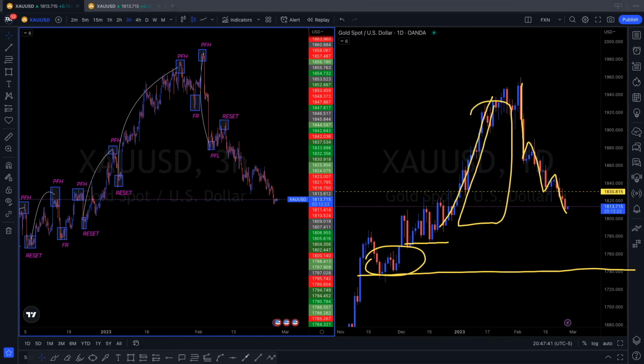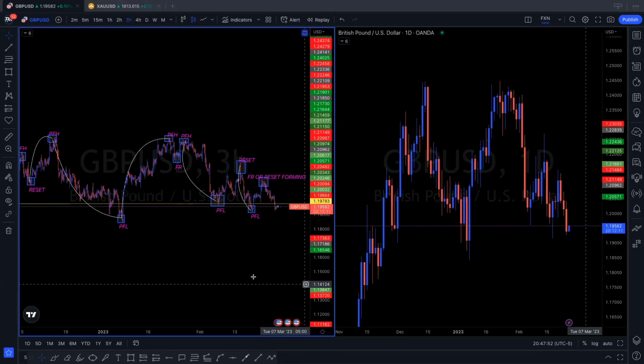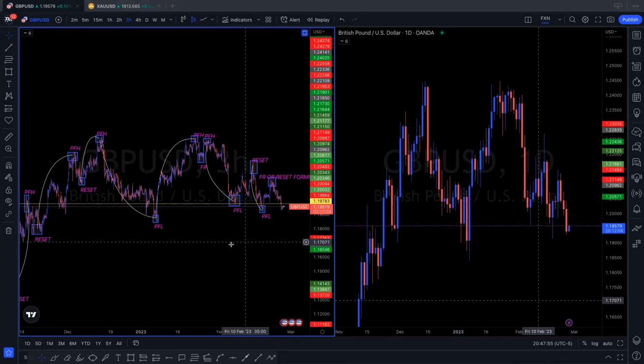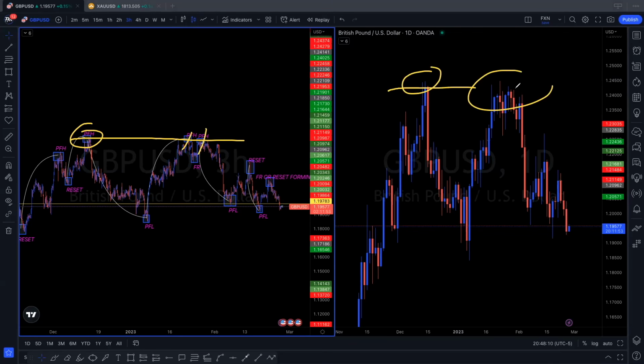If you look at a pair like GU, is it a coincidence that every time it goes up into an area of structure, it hits it multiple times, because that's where there's structure, just like on the daily here? Is it a coincidence that it stops there? Why is it that price action stops in the same area over and over again? You know what I'm saying? So that's what I mean by structure.